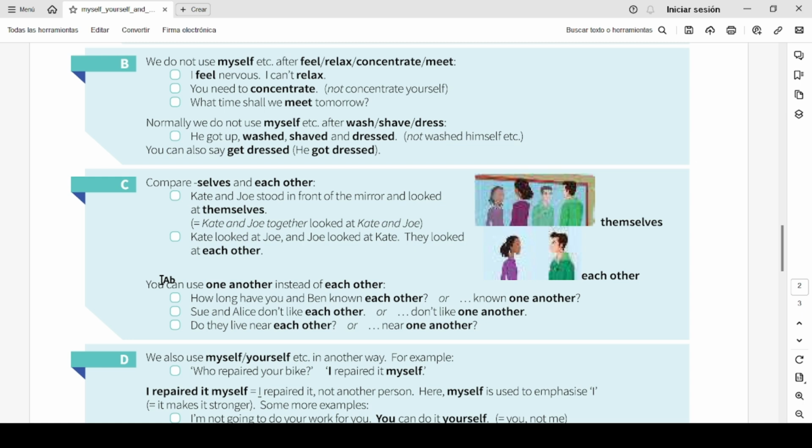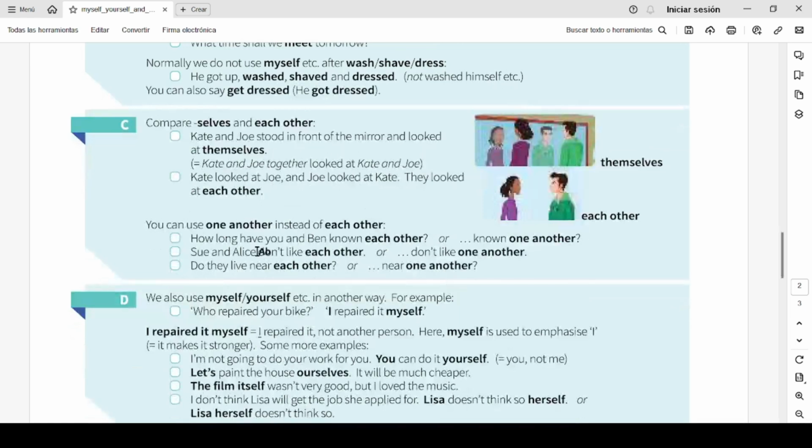You can use one another instead of each other. For example, how long have you and Ben known each other? Or how long have you and Ben known one another? It's exactly the same meaning. Another example, Sue and Alice don't like each other. Or Sue and Alice don't like one another. Another example, do they live near each other? Or do they live near one another? Okay.